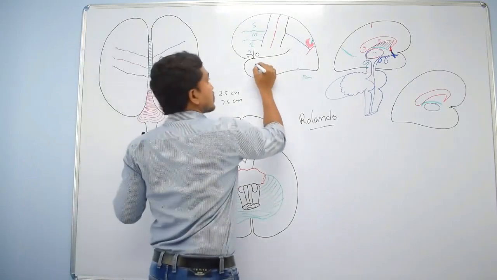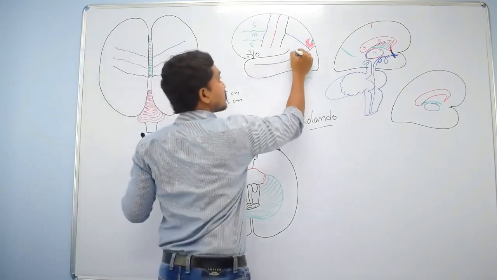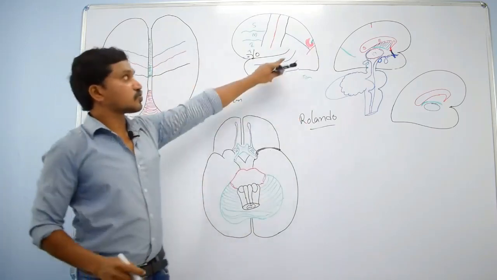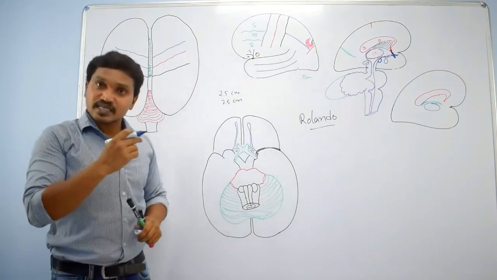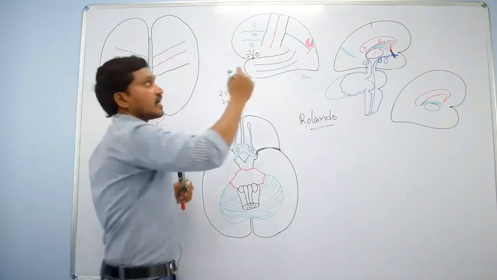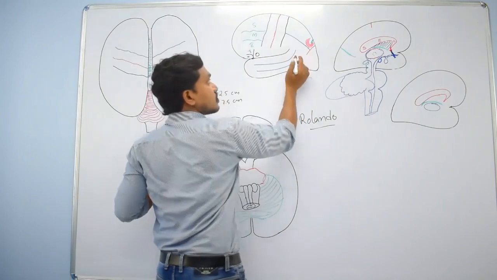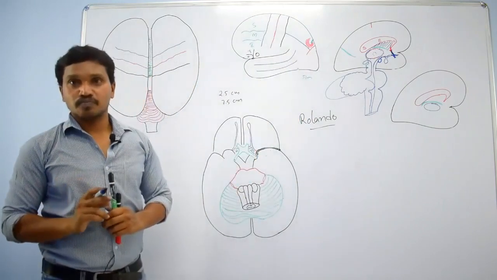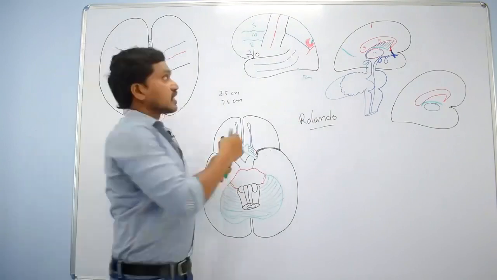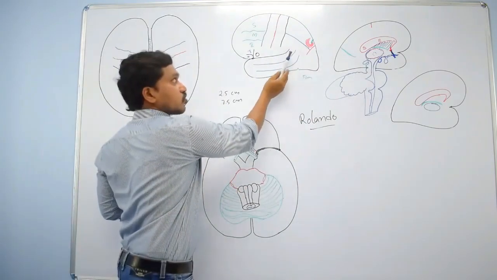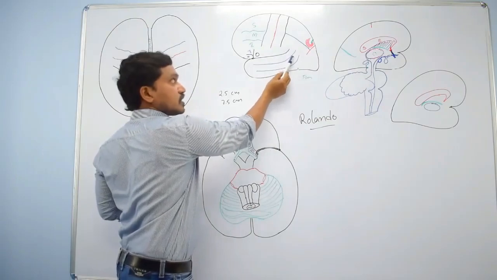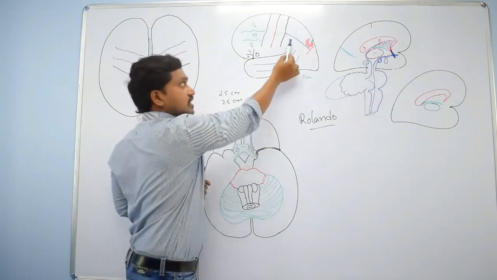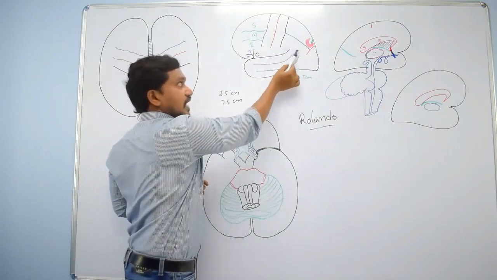Superior temporal sulcus, inferior temporal sulcus. This superior temporal sulcus extends backwards and upwards and enters into what is this territory? What is this lobe? Parietal lobe, right? Now, these are two ends. This is the posterior ramus of the lateral sulcus and this is the superior temporal sulcus. These two sulci are extending into the parietal lobe and they end over here.